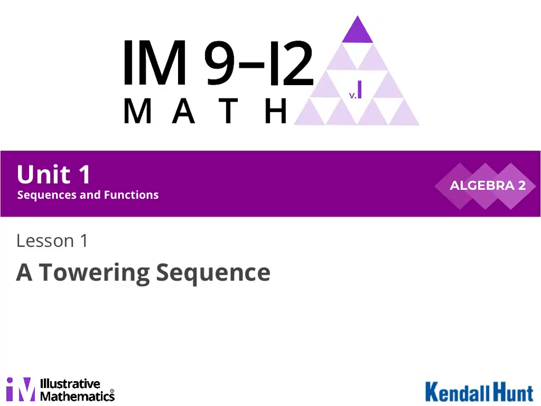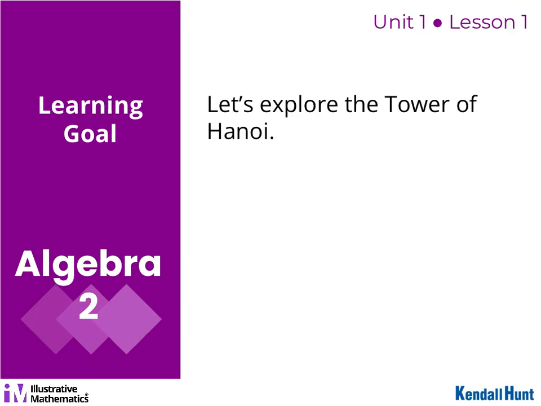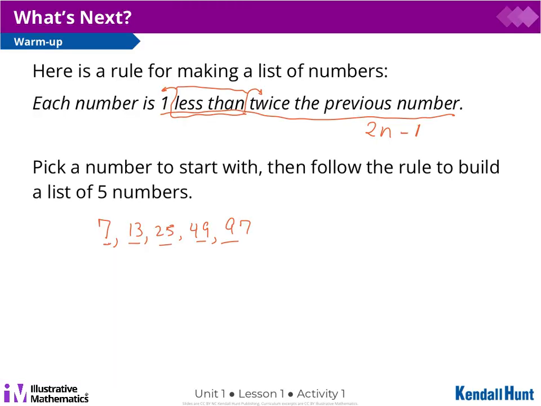Welcome to Unit 1, Lesson 1, a towering sequence. Okay, so today's learning goal: let's explore the Tower of Hanoi. All right, so here's a rule for making a list of numbers. It would be our warm-up: one less than twice the previous number.